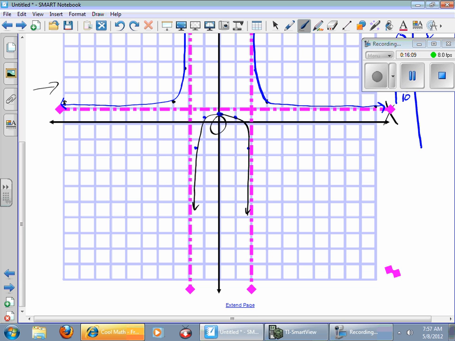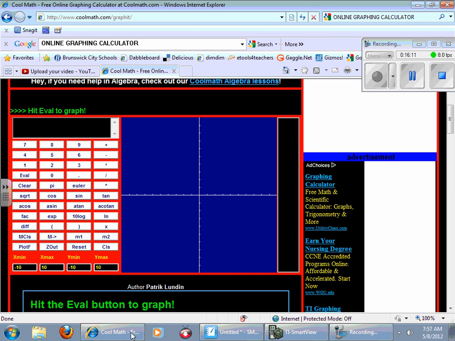Okay. If you need help visualizing it, again, you can go to your graphing calculator online. And it looks like I'm ready. So my equation is going to be 1 divided by the quantity of x to the second minus 4. Yeah. And then I'm going to add 1 to it. And I think that's ready to graph.